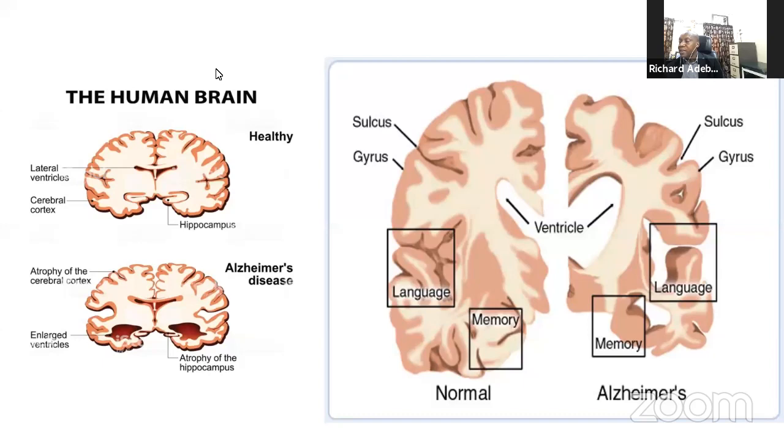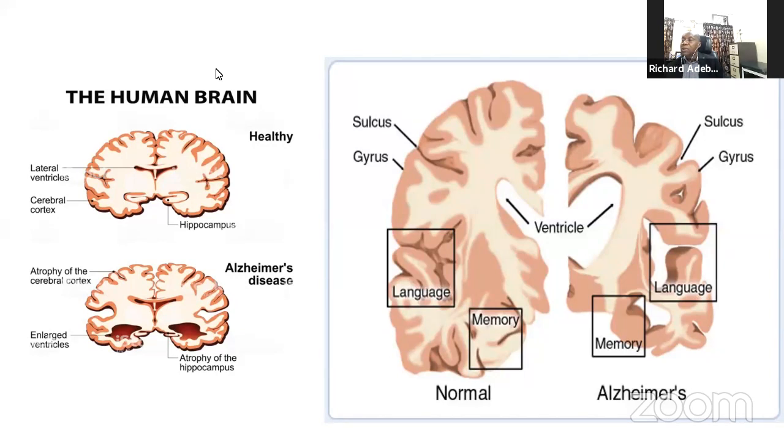The ventricles in an Alzheimer's brain are much enlarged because the neurons have been destroyed, so to say. The gap in between the gyri, which is called the sulcus, is much wider now compared with the normal brain. And all these structural issues we see here will eventually affect language, memory, and many more things.